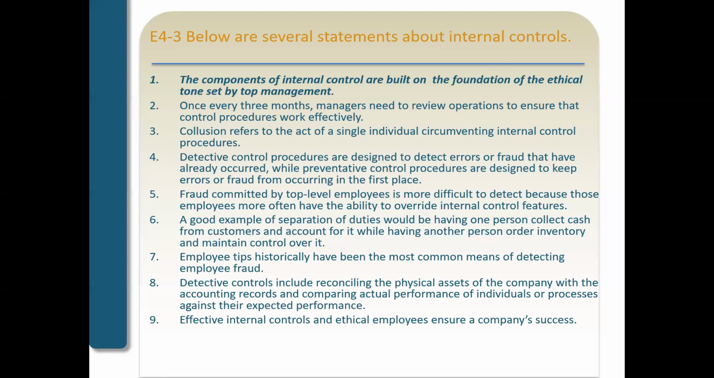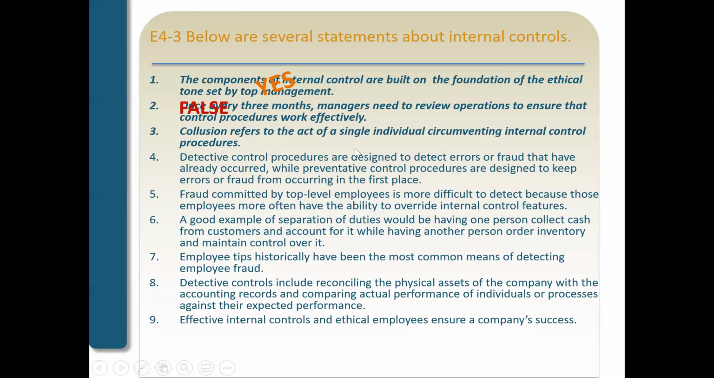Once every 3 months, managers need to review operations to ensure that control procedures work effectively. That's not true, only because they said once every 3 months. It should happen probably throughout the week. Okay? Collusion, we didn't talk about this yet, but collusion refers to the act of a single individual circumventing internal control procedures. False. Collusion is 2 or more.